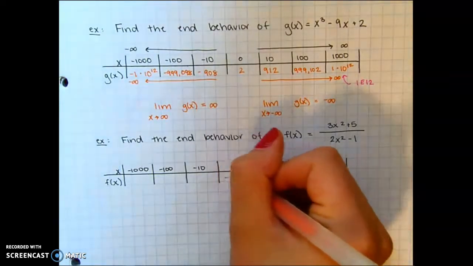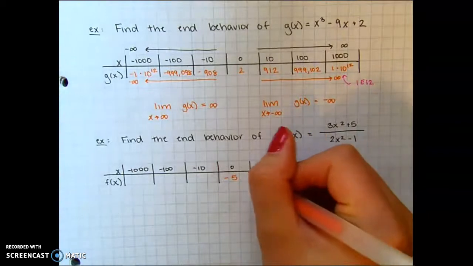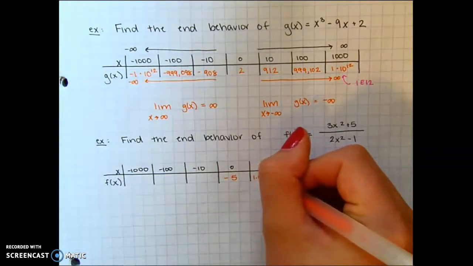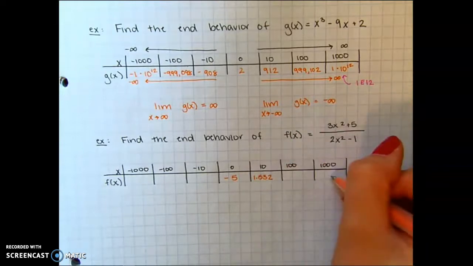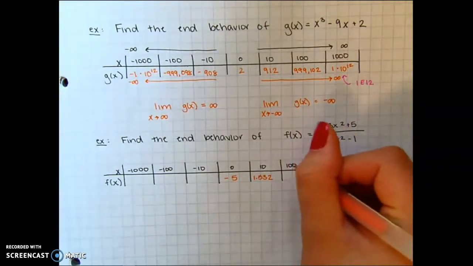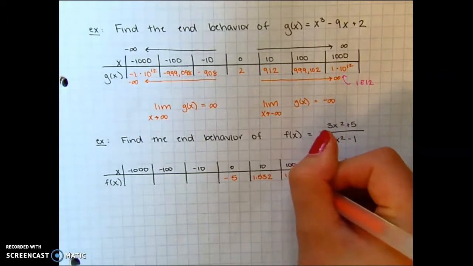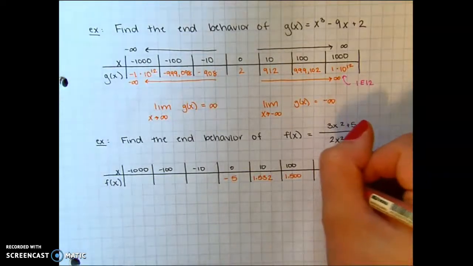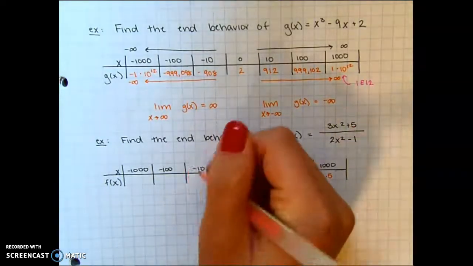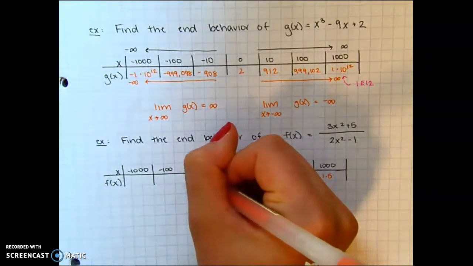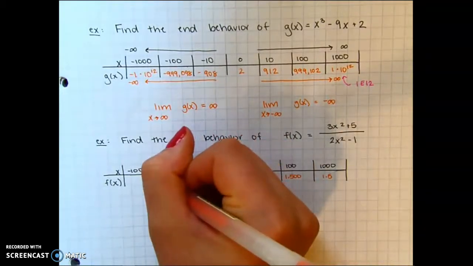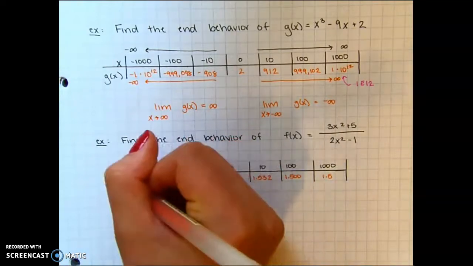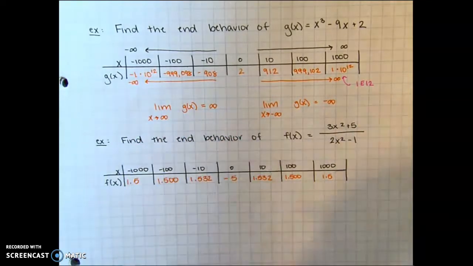Okay, so at 0 we're at negative 5. At 10 I've got 1.532, and you can use decimals here. I think it's going to make it more accurate. For 100, I'm getting 1.500, and then there's some more numbers, but we don't need to write the whole thing. For 1,000, I'm at 1.5. Negative 10, I'm at positive 1.532. Negative 100 is 1.500, and then a little bit more, and then this one is actually just 1.5.